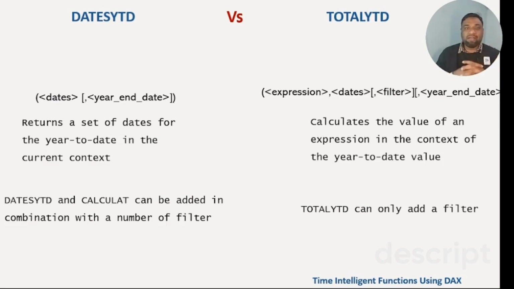To sum up, it depends on your requirement which function you want to use. If you have only one filter or no filter, my advice is to go with TOTALYTD. If you have multiple filters, it is always better to go with DATESYTD along with CALCULATE. I hope you understood the difference between these two functions.